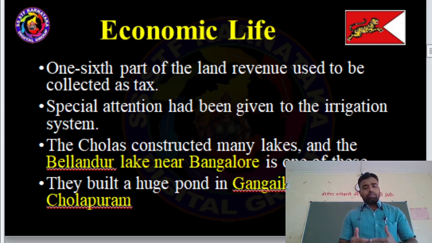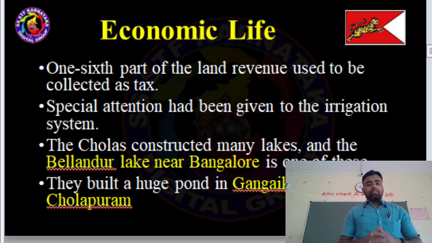When farmers can get a good yield, they can pay the taxes in time and properly. That is why they had given a lot of attention to the irrigation system. They not only gave attention to the irrigation system, they also constructed many lakes which can help in cultivation.